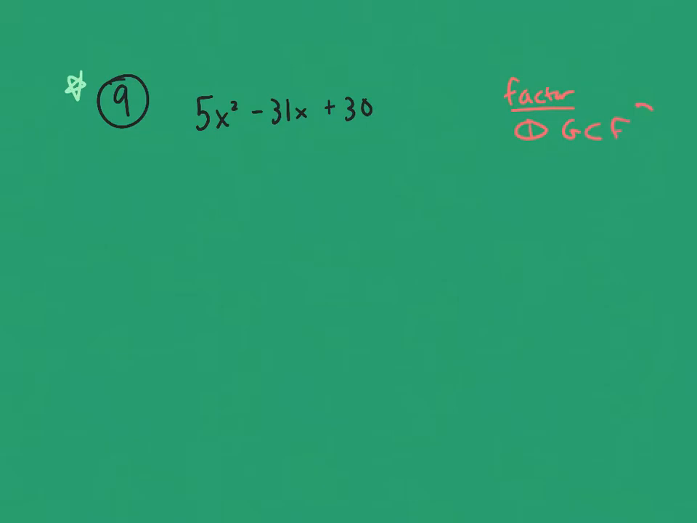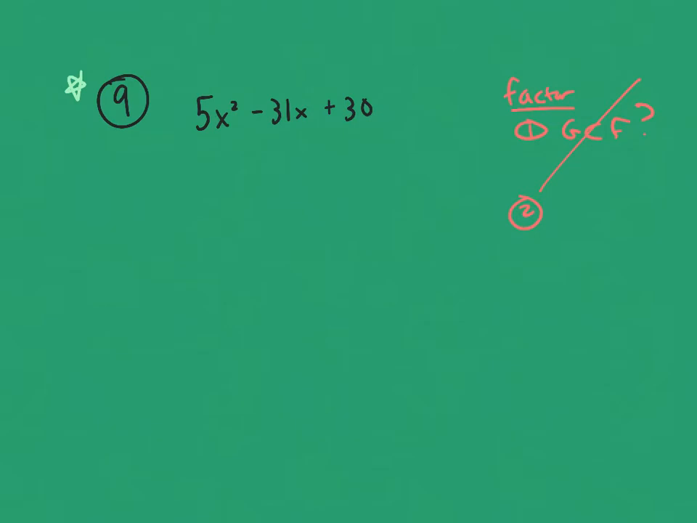Number 9, 5x squared minus 31x plus 30. Put a little star next to this one. So the instructions will say factor. So first thing, greatest common factor. Can't take x out of everything. 5 and 30 have a common factor of 5, but 5 doesn't go into 31. So no common factor here.